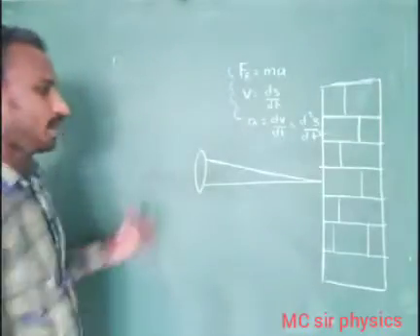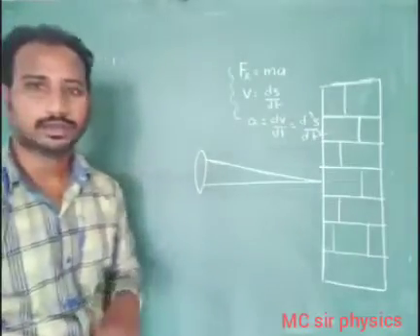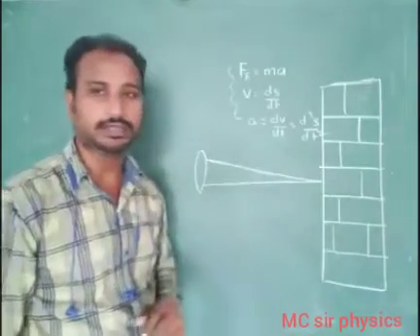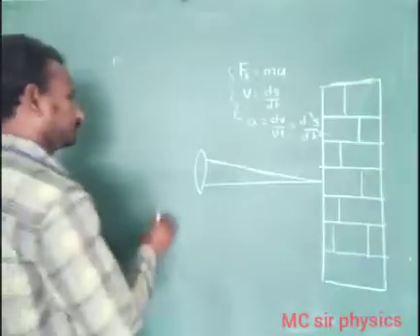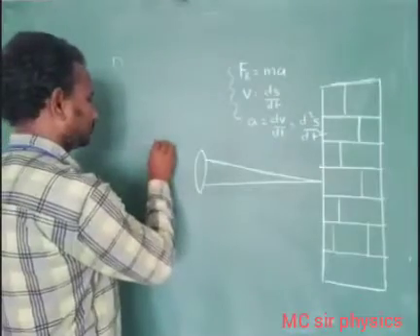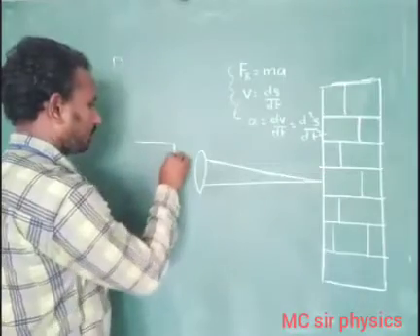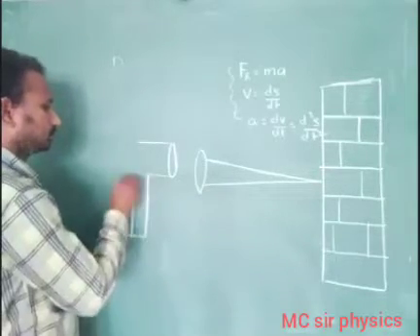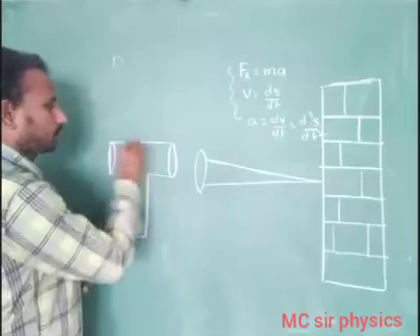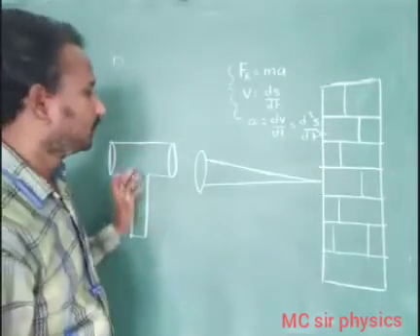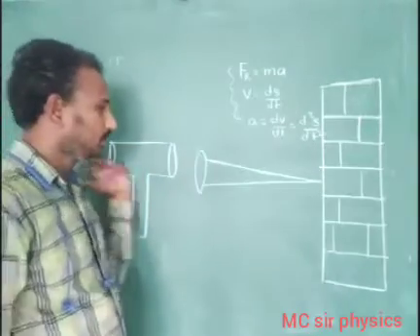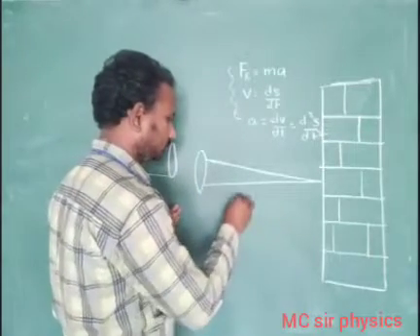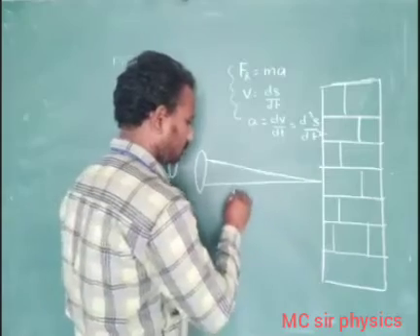Okay, now one hammer is required for us for hitting this nail, then it moves into the wall. Yes or no? The first time, with the help of the hammer, you have to hit this nail, then the nail moves into the wall.